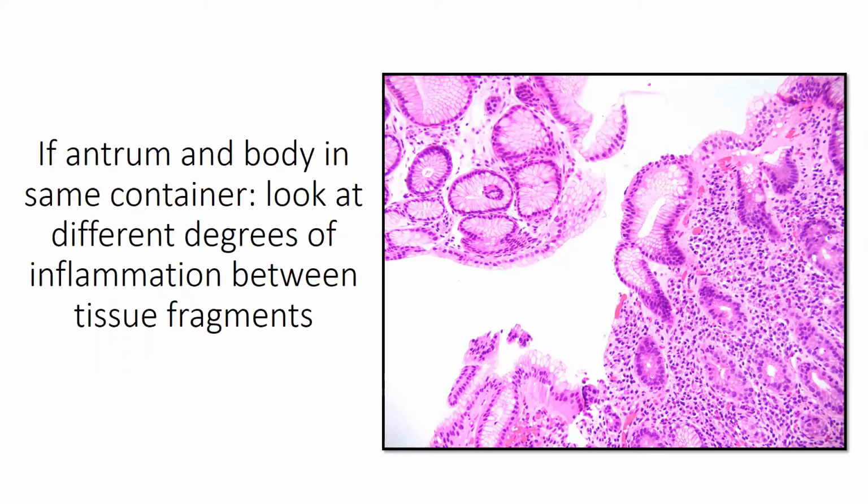Now, if the antrum and the body are received in the same container and you don't have a gastrin stain available, look at the different degrees of inflammation between tissue fragments. In this case, all of the fragments appeared as antrum because the gastric body was atrophic. But then some pieces were very inflamed while other pieces, as you see here, lacked the same degree of inflammation. And that was the hint that made us think about the possibility of autoimmune metaplastic atrophic gastritis.